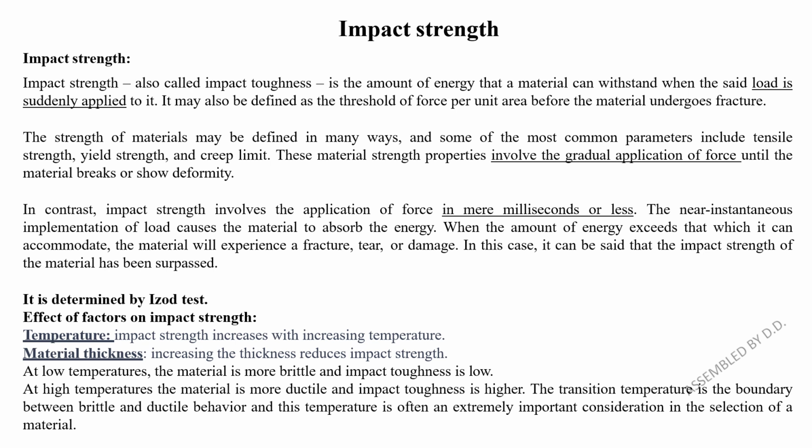The next important property of solids is impact strength. Let us see what impact strength is and the factors affecting it. Impact strength, also called impact toughness, is the amount of energy that a material can withstand when a load is suddenly applied to it. So impact strength is the extent to which the material can withstand the load. It may also be defined as the threshold of force per unit area before the material undergoes fracture.